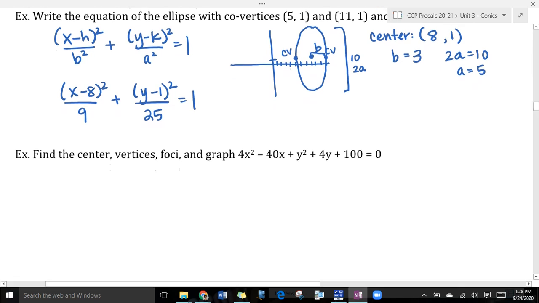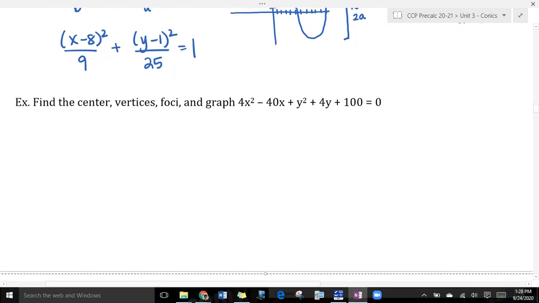This next problem is a lot like the problem we did with circles, where I gave you a general equation, and we had to get it in standard form so that we could find the center and the radius. So this process is going to be very similar. We need to do some completing the squares so that this equation actually looks like the equation of an ellipse. So we're going to start out the same way.